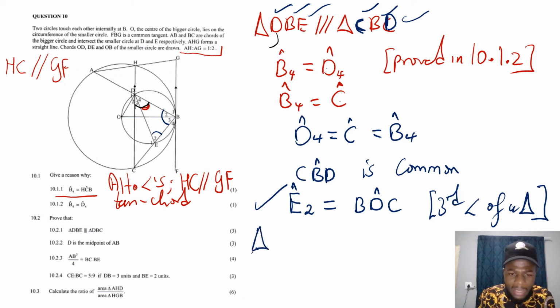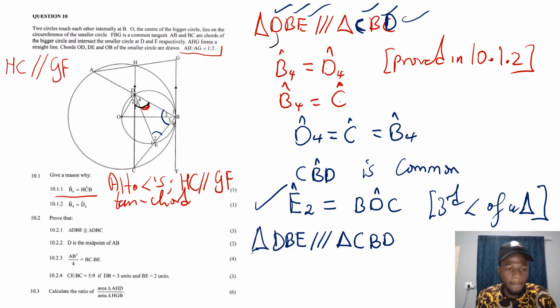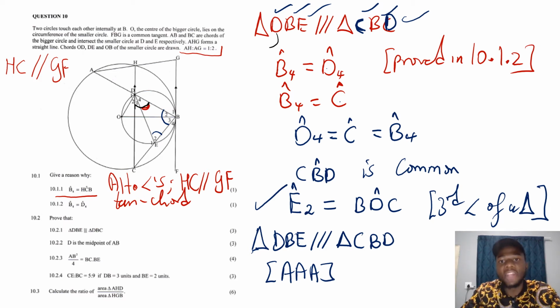Then we have proved triangle DBE is similar to triangle CBD, not DBC. They have made a mistake there. Then we're done. And another thing that you should remember, similarity can be proved in two ways. Either we use angles to prove the similarity, or we use the corresponding sides. If we find the corresponding sides are in the same proportion, it means those two triangles are equiangular. Equiangular means they are similar.